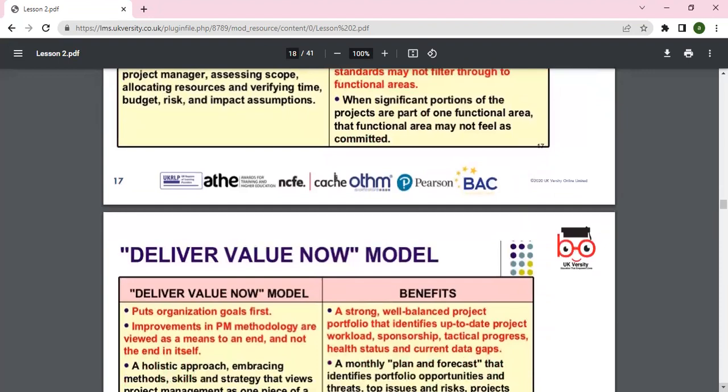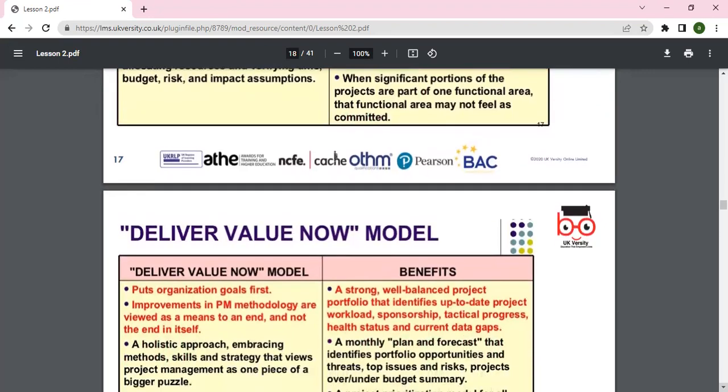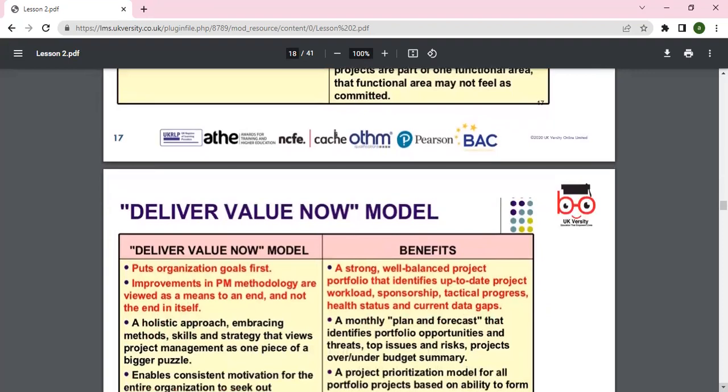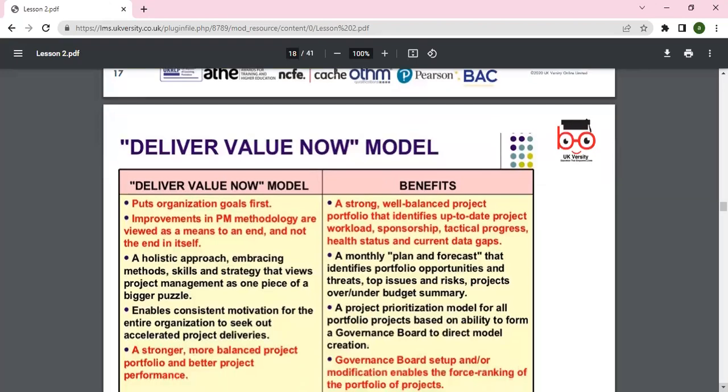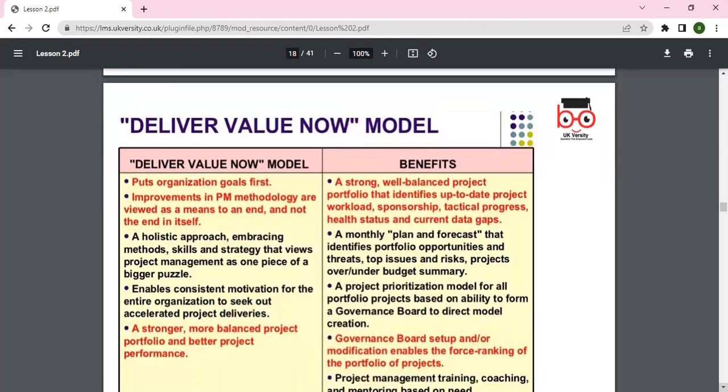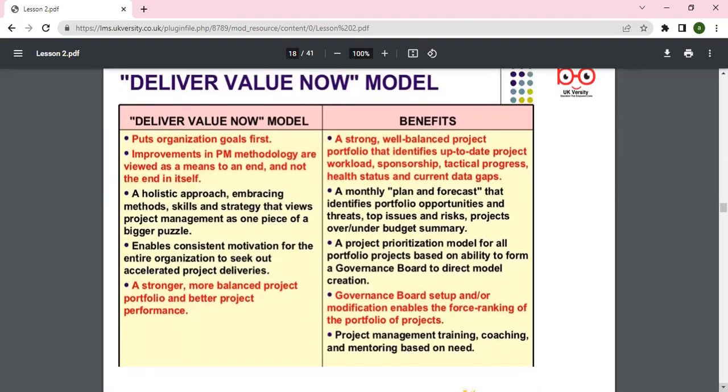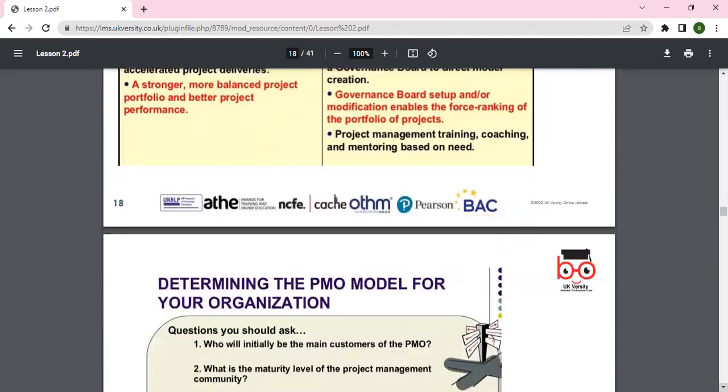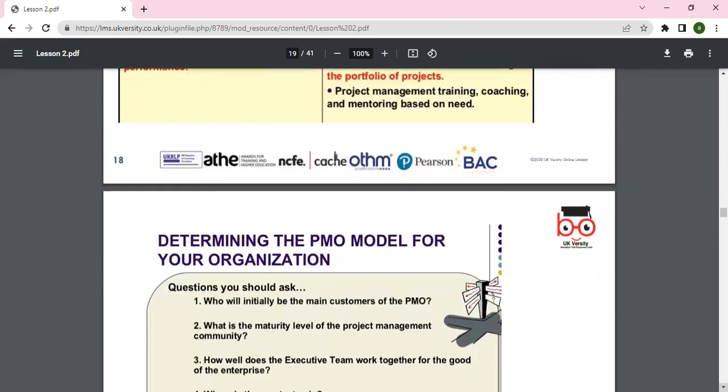Okay, so the deliver value now model puts the organization goal first and improves PMO methodologies, whatever we are using, a strong, well-structured, balanced approach. The portfolio identifies up-to-date workloads, and sponsor, tactical and strategy plans need to be developed accordingly. It enables consistent motivation of staff and team members so we can deliver. And the governance board: corporate governance is very important in the project. Projects should be more transparent. Questions should be asked.